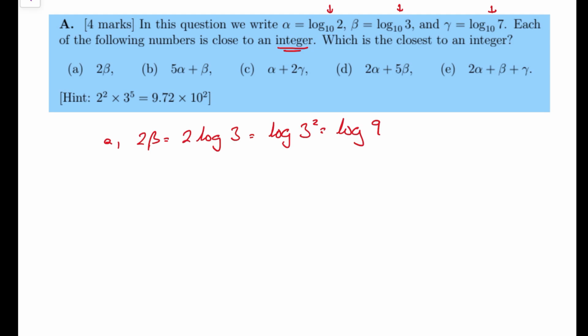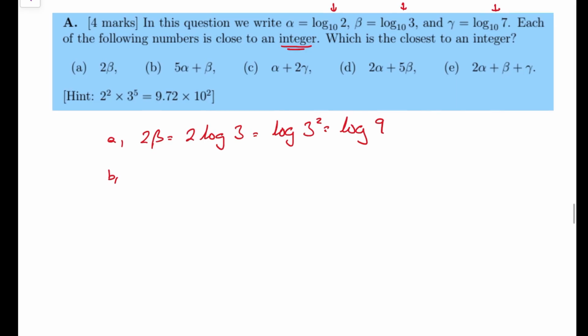Now, again, what am I saying? I'm saying 10 to the power of what is 9. That number is going to be fairly close to 1 because 10 to the power of 1 is 10. So this feels close-ish. Again, not good enough, but good enough to explain what's happening. This next one is 5 alpha plus beta. So in other words, that's going to be 5 times log 10 2. So in other words, it's going to be log 2 to the power of 5, which is 32.